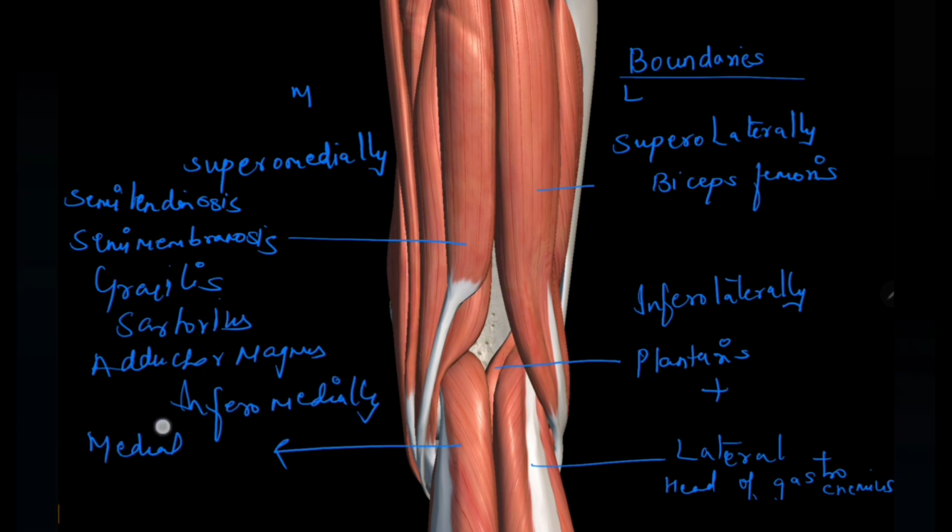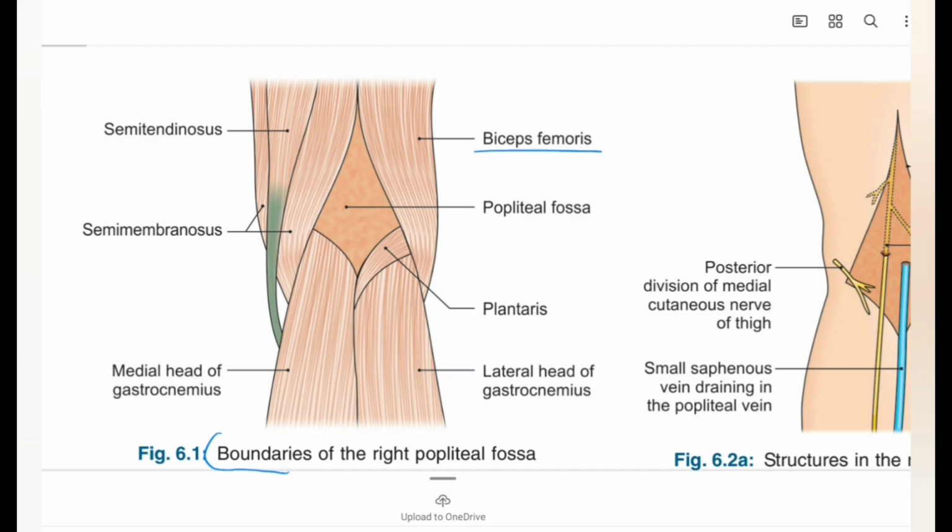Now if we talk inferomedially, as the lateral head of gastrocnemius was forming the inferolateral border, here the medial head of gastrocnemius muscle is forming the inferomedial border. Here also you can see the same diagram. This is a diagrammatic representation of the boundaries of the popliteal fossa. So I hope this is clear.